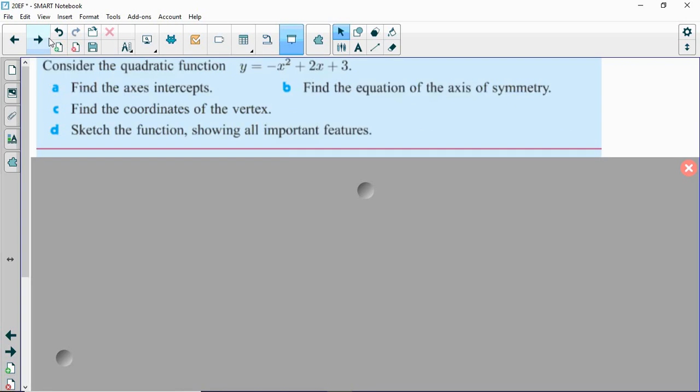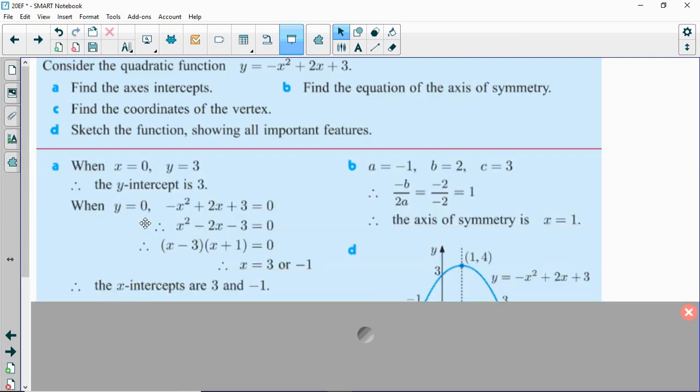So here we have a quadratic function, and we're going to try to work out, without graphing it, what are the axes-intercepts, what's the axis of symmetry, what are the coordinates of the vertex, and then, using that information, sketch the function. So we're going to have a few different answers showing up on screen all at once here. Let's just focus right here.